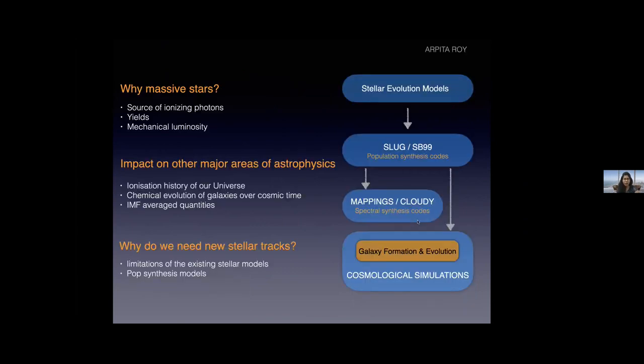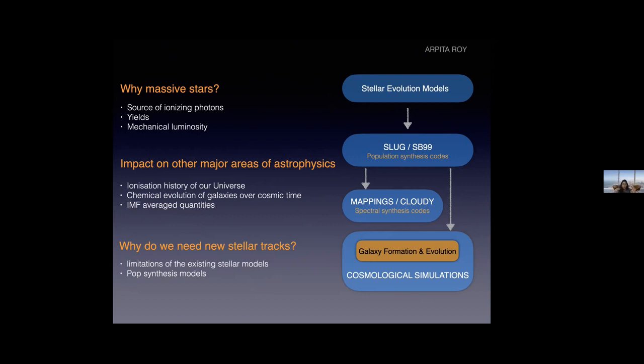Okay, so the first question is, why? There are very few people who are interested in massive stars, but then why massive stars? Even though massive stars are fewer in number compared to their low mass cousins, they are still the primary sources of ionizing photons, chemical yields, and mechanical luminosities. And not only for stellar structure and evolution physics, but also if you look at other areas of astrophysics like cosmological simulations, galaxy formation and evolution, how do the stellar evolution models go into the picture?